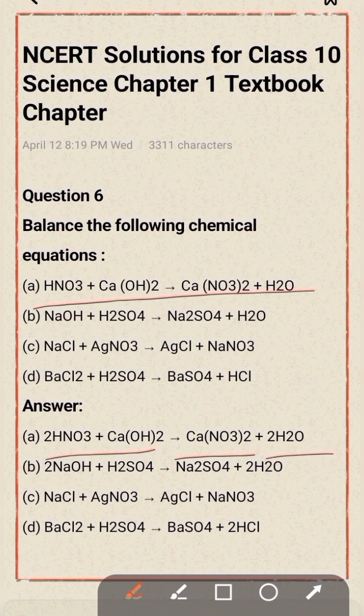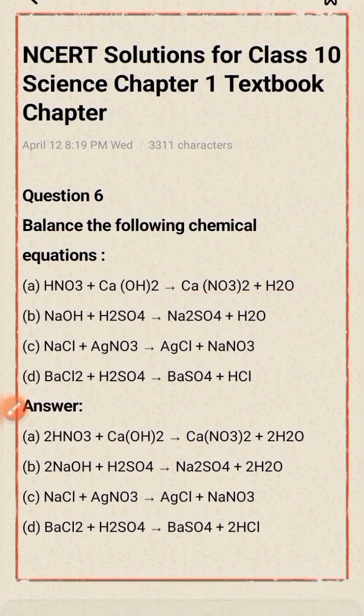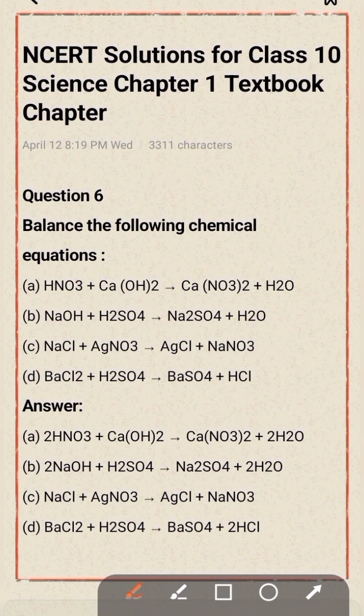B. NaOH sodium hydroxide plus sulfuric acid H2SO4 form sodium sulfate Na2SO4 plus H2O. That is the balanced equation, that is the answer: 2NaOH plus H2SO4, the product formation Na2SO4 plus 2H2O.